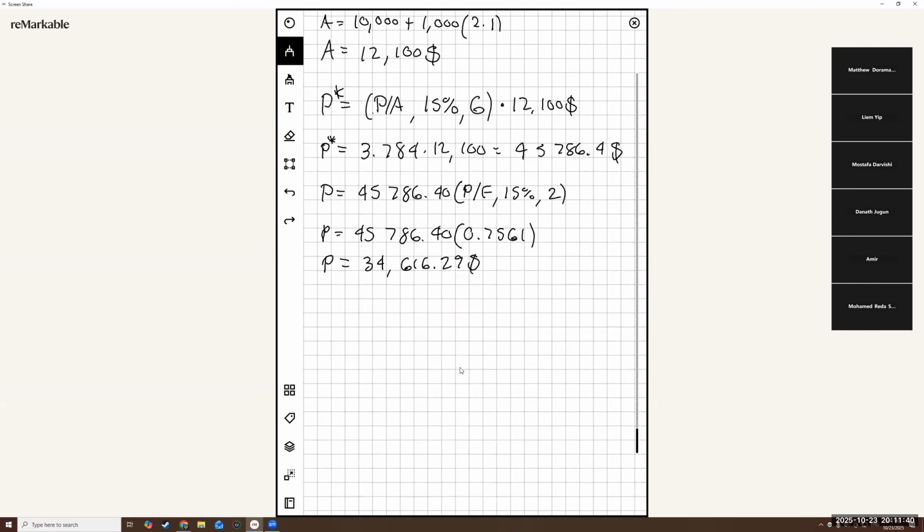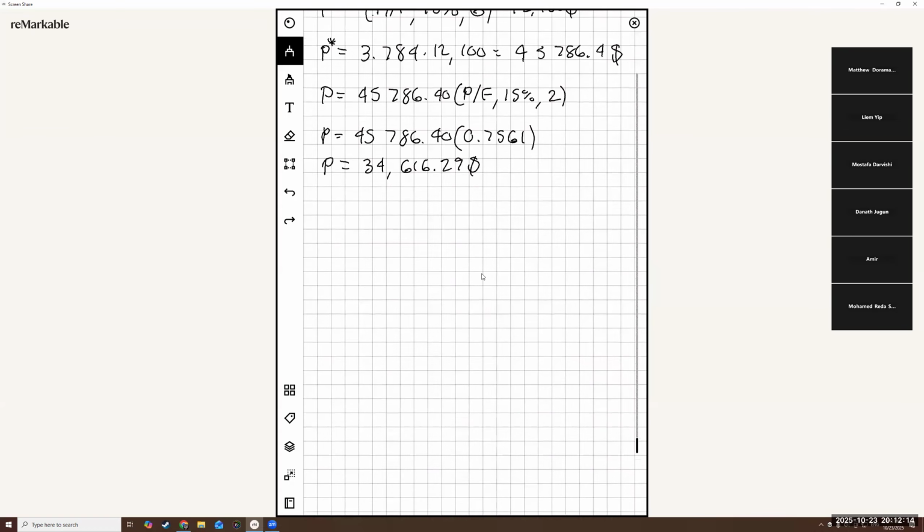Can you use the P/G right away instead of A prime to A? Yes, you can do that. But keep in mind, if you want to use P/G, that only accounts for the G value, right? So you would need to do your P of P/G plus P/A. So you can account for that as also with A prime. Is that clear?